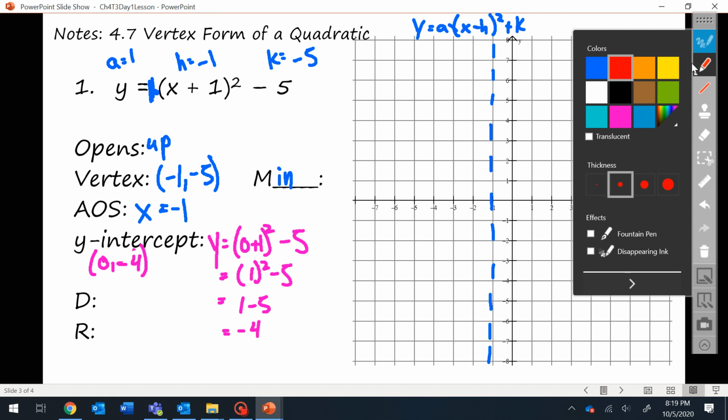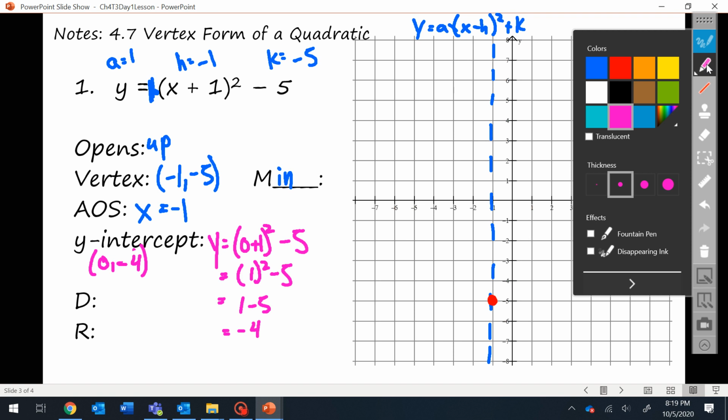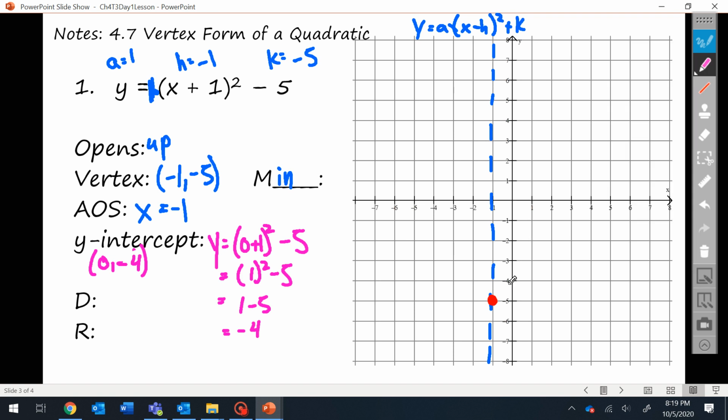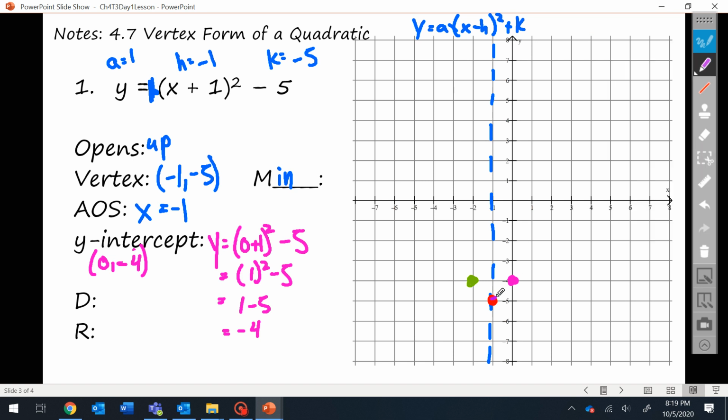After the axis of symmetry is the vertex, so negative 1, negative 5, that's right here. After the vertex is the y-intercept, so 0, negative 4, that's right here. And then we reflect that point onto the other side, so right here. And then we draw our graph. Something like this.